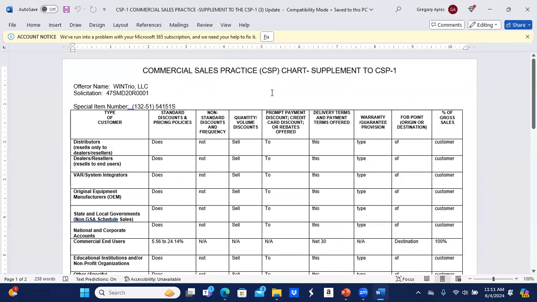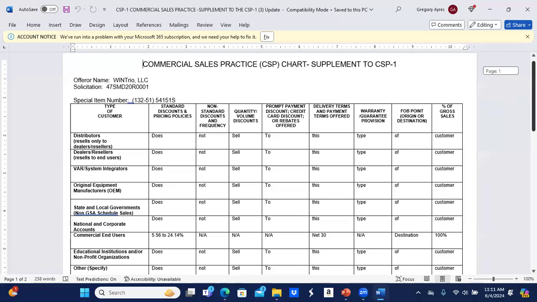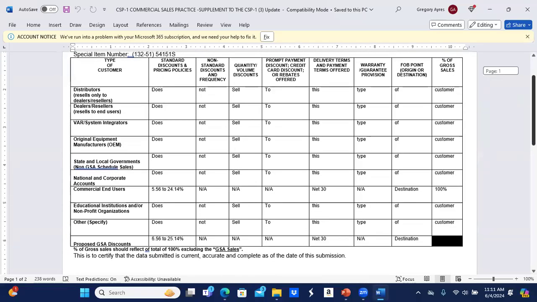So inside your offering, you basically say what your revenue is, how you're working, and what SINs you are asking for. This one is SIN specific, and you basically say, here's all these different types of organizations and which ones do you sell to? And this one says commercial end users. So this is the discount that this particular company gave. And they said, it's 5.56% to 24.41%.